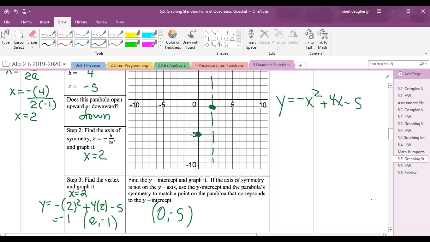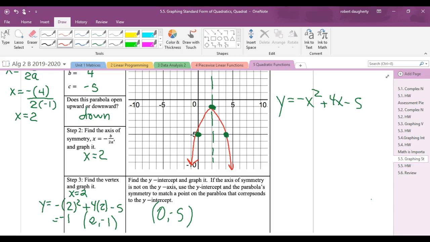So if I know that point, then what else do I know? There's a point that matches it right there, okay? So at this point, I know what this parabola is doing. It is doing this. Where are the x-intercepts? There are no x-intercepts. This thing never crosses the x-axis.